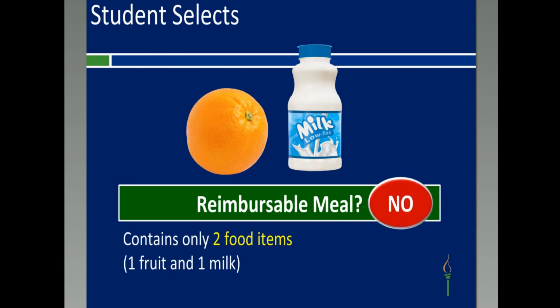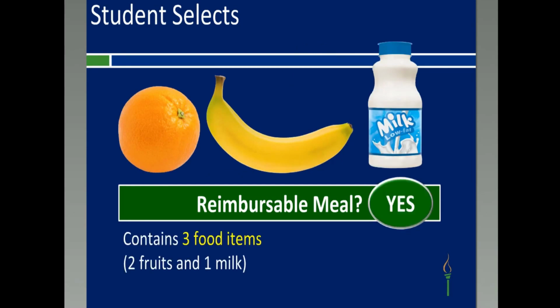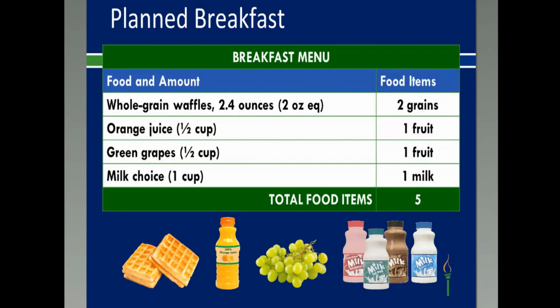Here we have a milk and an orange. Unfortunately, this is not reimbursable because it only has 2 food items. The minimum requirement at breakfast time would be 3. Here the student has taken 2 fruit options and a milk, so this can be counted as a reimbursable meal.